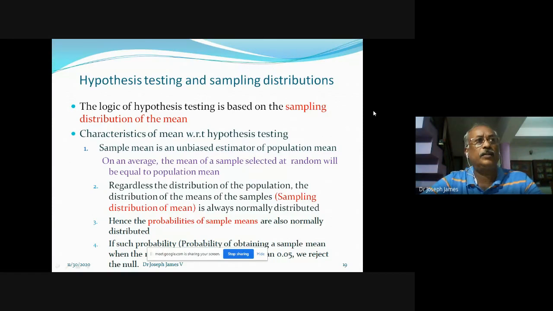We can take several samples from a population, take a number of samples. And for each sample, we will get a mean. And the frequency of the distribution is the number of samples for which a particular mean is obtained.